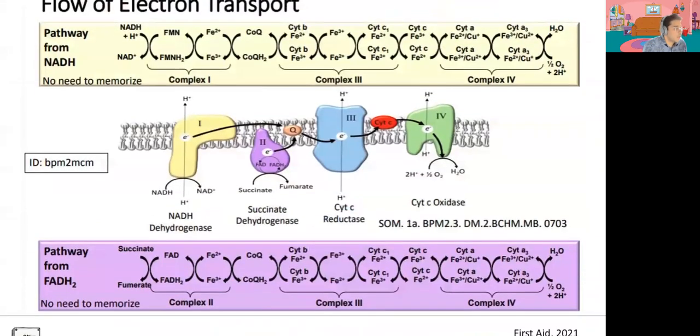Guess what? You don't need to memorize this entire thing. God bless, right? That's one less thing you have to remember. You do need to know that there are 1, 2, 3, 4, 5, 6 components to this entire madness.